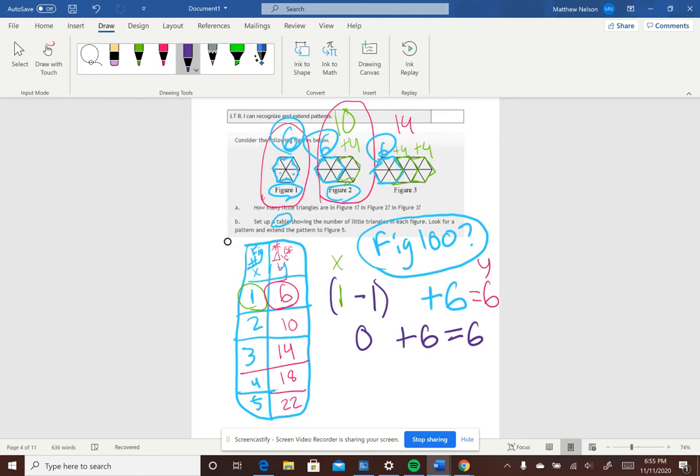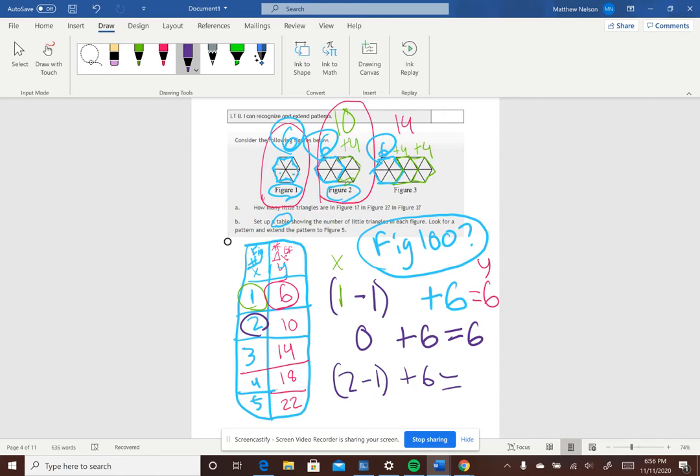Let's see if it works for the next one. Okay, if I do 2 minus 1 and add 6 to it, oof, that does not give me 6, right? That gives me 7. So what could I do here?